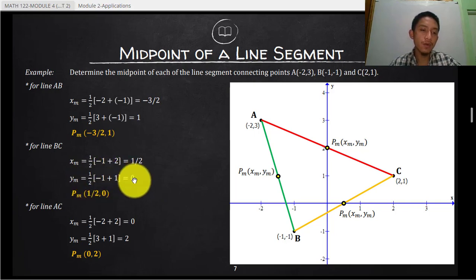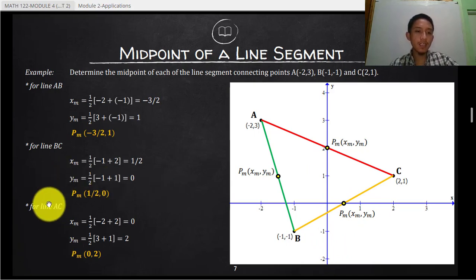So your coordinate for the midpoint of BC is at 1/2, 0. Okay, 1/2, 0. And it seems like again we are correct. Somewhere there, it is exactly at the x-axis, and it is located somewhere between 0 to 1. So your x is 1/2, and then y is 0 because there is no going up or going down.